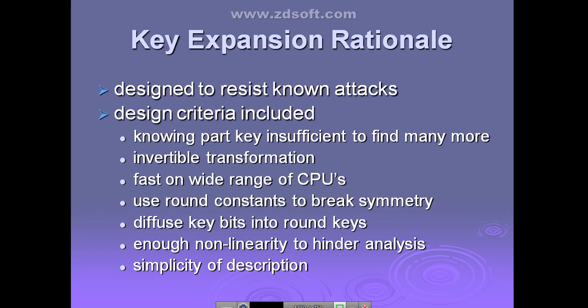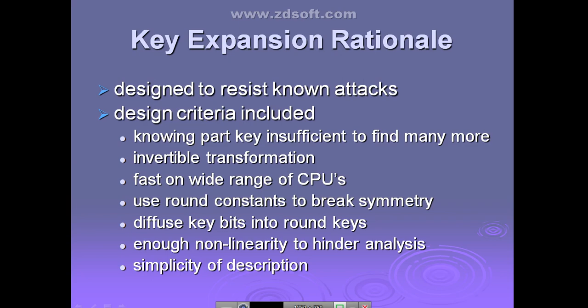In that example, the key expansion design is the same thing that has been used in your CPUs also. So it is fast on a wide range of CPUs, and it uses the round constants to break this symmetry. What do you mean by symmetry? Sender and receiver are going to share the same key. Yes or no? But by using different round constants, it is going to break this particular symmetry between the sender and the receiver and diffuse the key bits into the round keys.